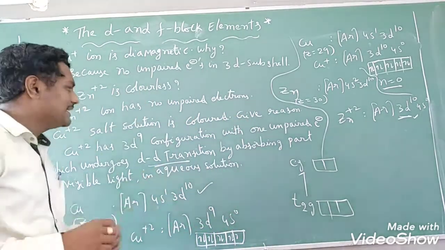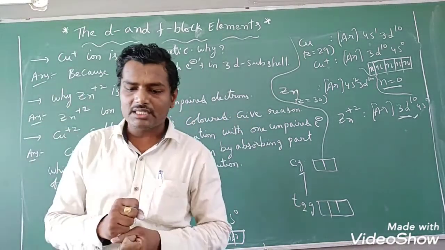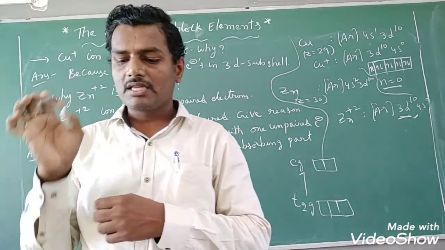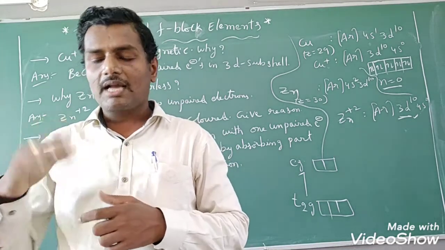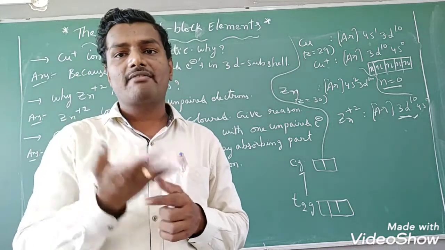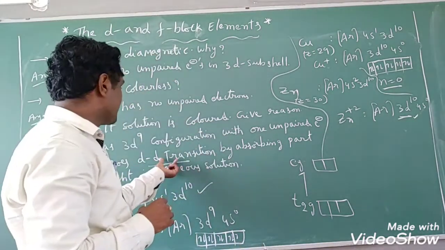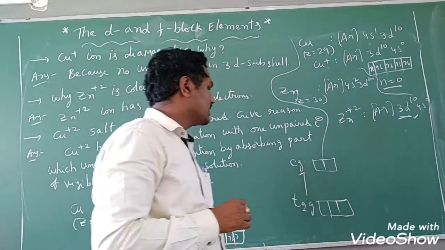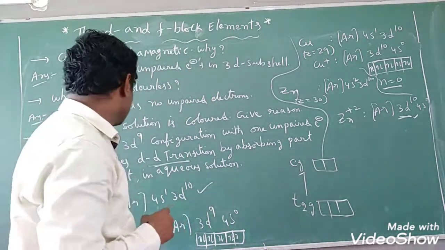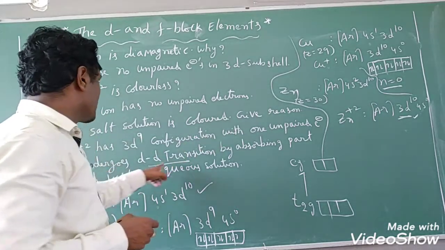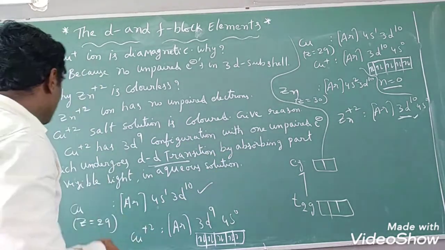That is the meaning of what? A d-d transition. A d-d transition is nothing but the excitation of an electron from a set of d orbitals having less energy to another set of d orbitals having higher energy in the same d subshell. So such a type of transition only we can call a d-d transition, students.